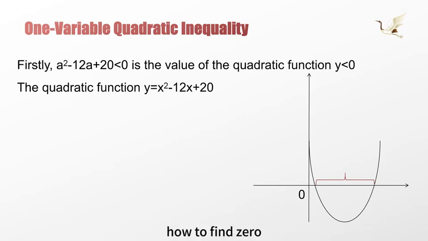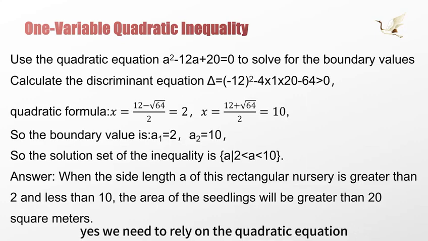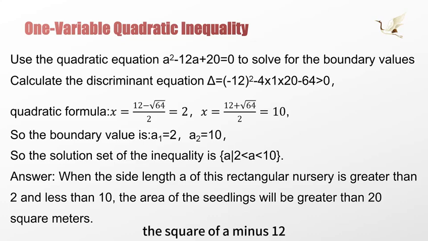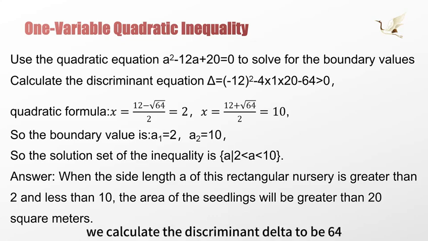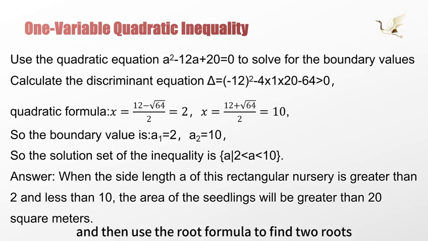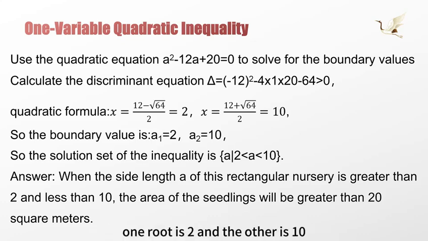How to find the zeros? Yes, we need to rely on the quadratic equation a squared minus 12a plus 20 equals 0 to obtain the boundary values. The next step is to solve equations that we learned in junior high school. We calculate the discriminant delta to be 64, and then use the root formula to find two roots. One root is 2 and the other is 10, so its boundary values are 2 and 10.